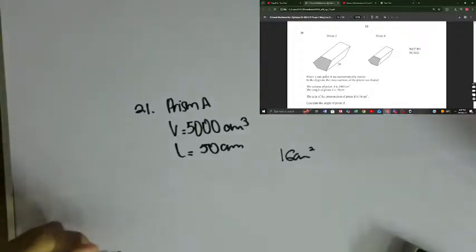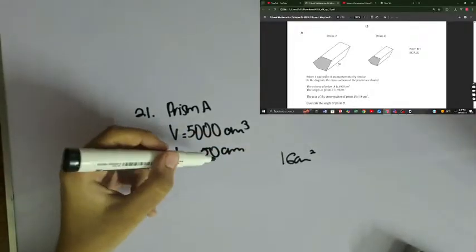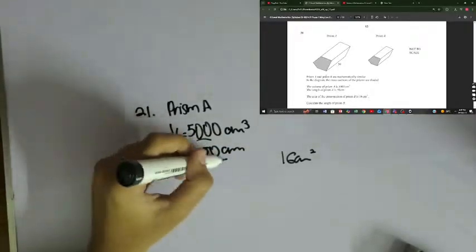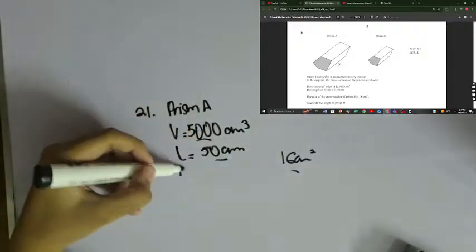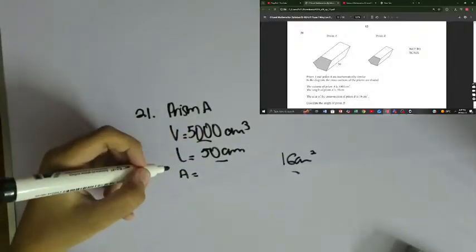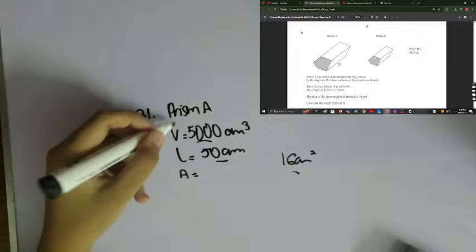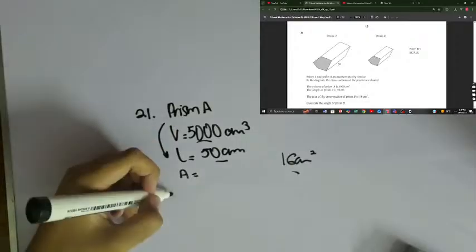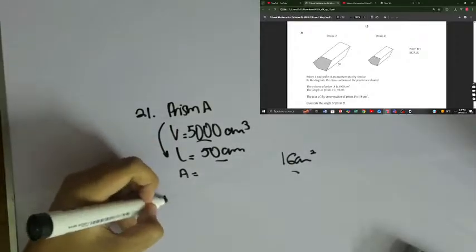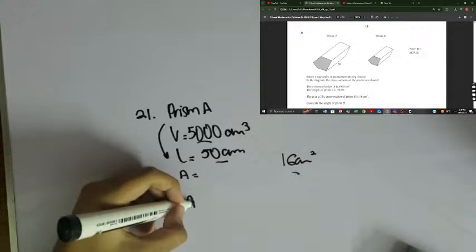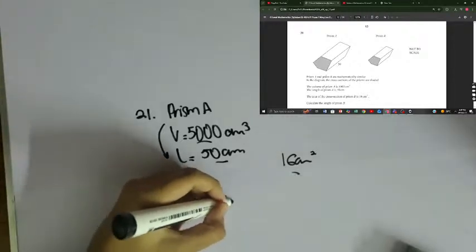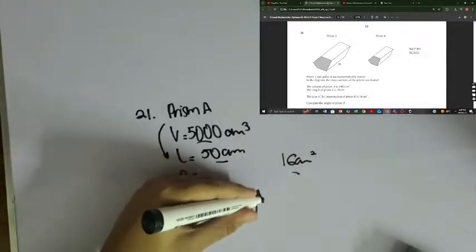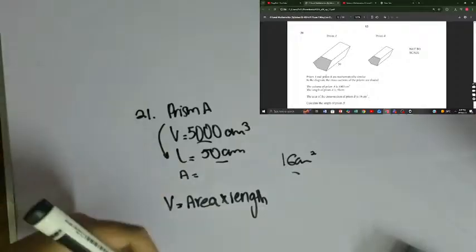Well, the first thing that we got to know is that there is a relationship between your volume, your lengths, and your area. In order to find the area of prism A, what we can do is divide the volume by its length. Why? Because the volume of any prism is equal to its area multiplied by its length. We often rephrase this as base area times height, but we can also write it like this.